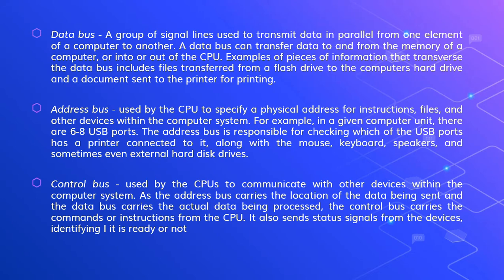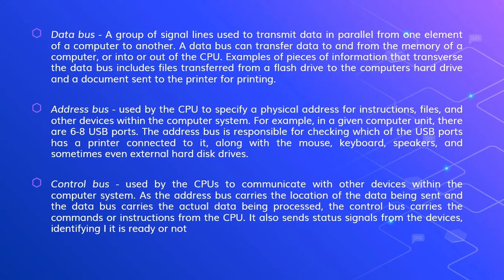Lastly, we have the control bus. It is used by the CPU to communicate with other devices within the computer system. As the address bus carries the location of the data being sent and the data bus carries the actual data being processed, the control bus carries the commands or instructions from the CPU. It also sends status signals from the devices identifying if it is ready or not.